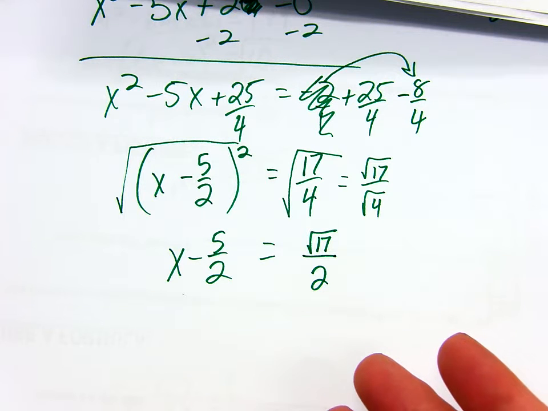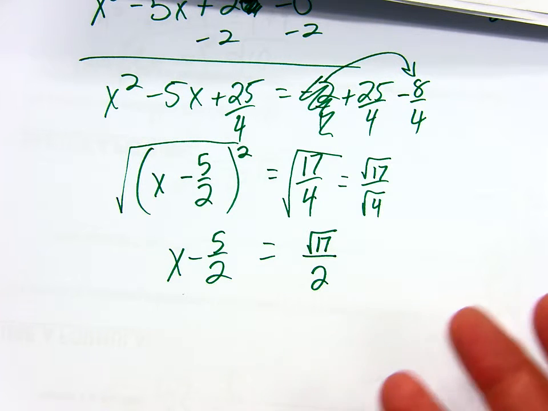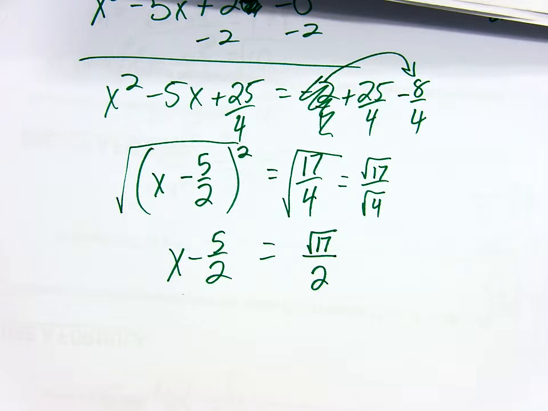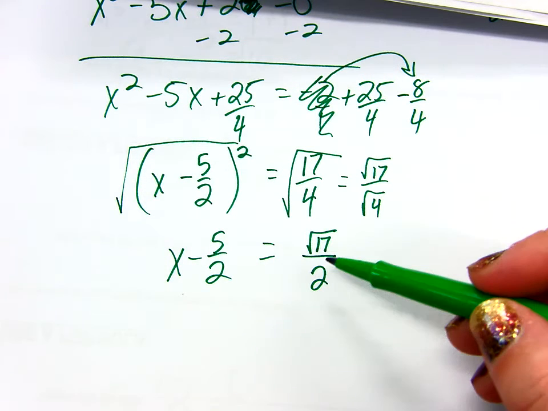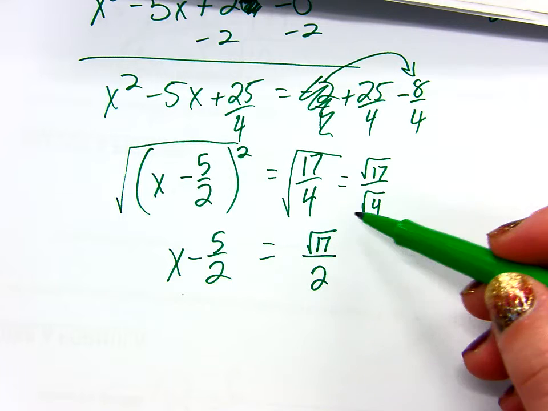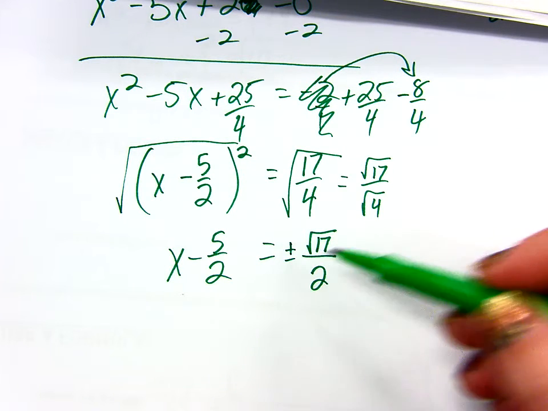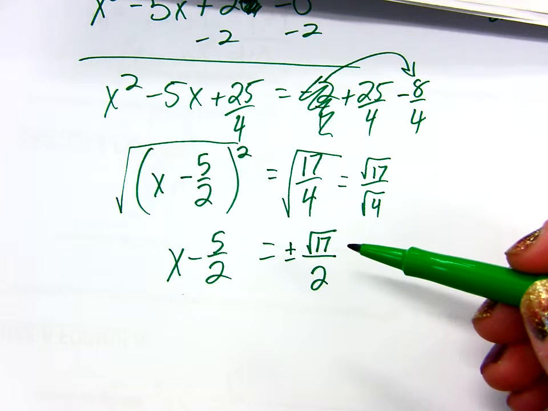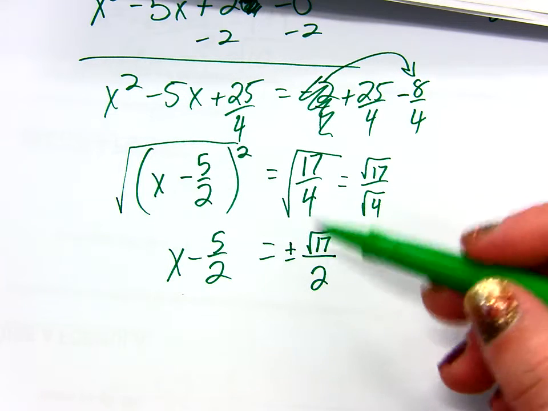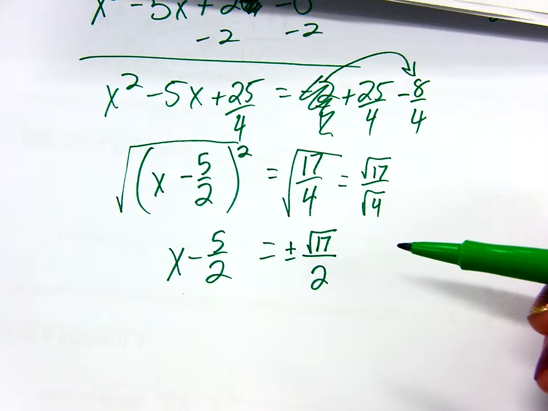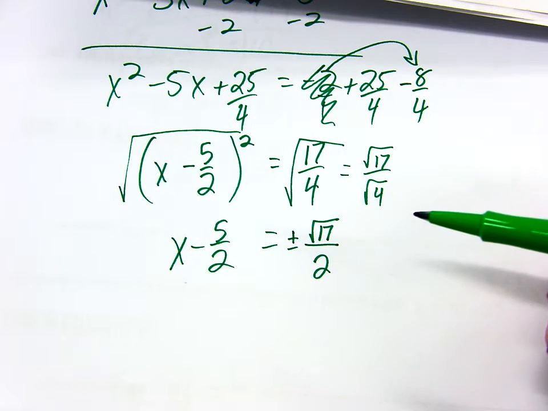Another reason why you do not want to go to decimal land, because it's going to be way worse in decimal land. Trust me. And I took a square root, so what do I always need to remember? Plus minus. You always need to have that. When you take a square root, you put plus minus. You need both roots. And then we're almost there.